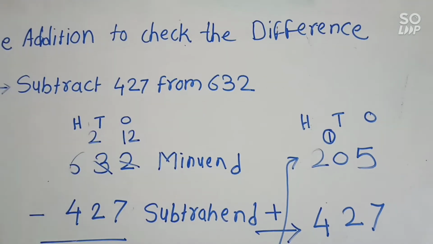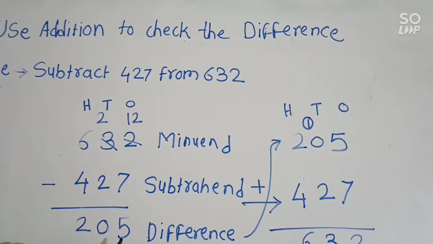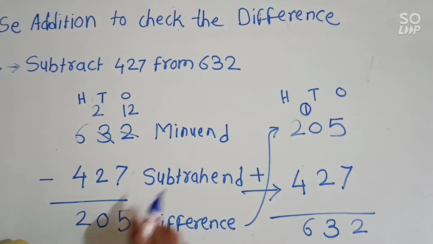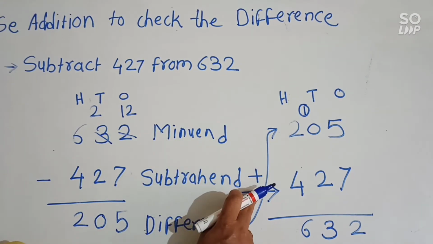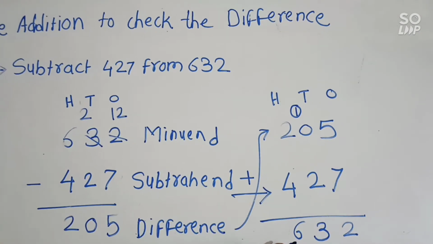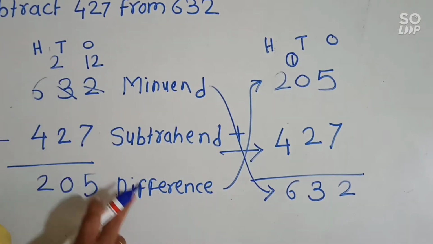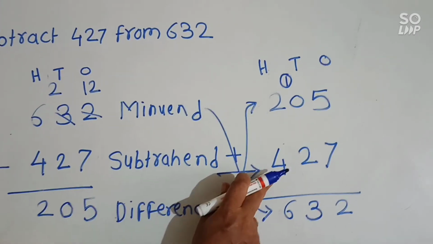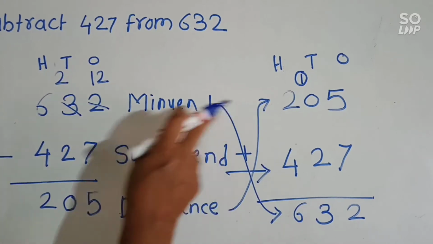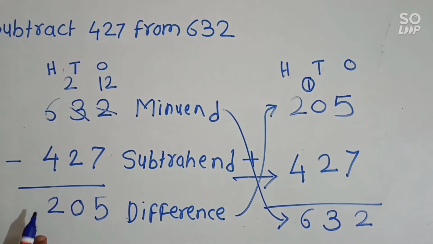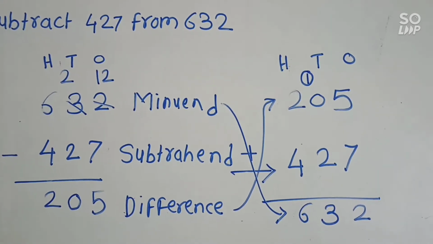When we have to check the difference, or cross check, when you do subtraction here and you get the difference, then when you add that difference and the subtrahend, you will get the minuend. Children, if after adding the difference and the subtrahend we get the minuend 632, it means our subtraction is correct. Understood? Let's see one more example.